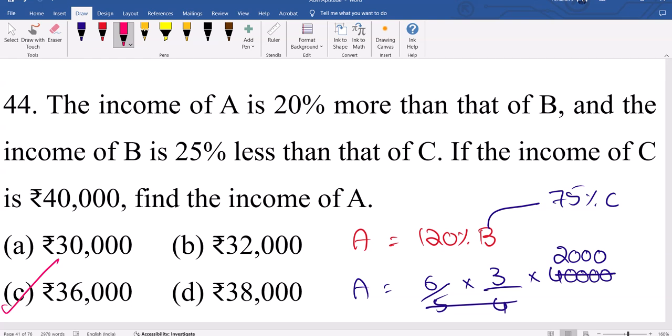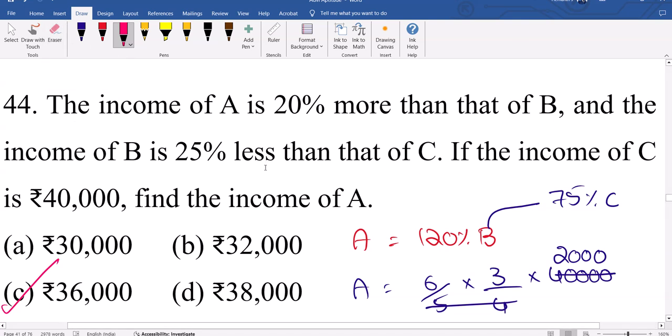Income of A. A is 120% of B. B is 75% of C because B is 25% less than that of C. So you put that entire thing, okay, denominator 20, I cancel directly with that numerator. We got 2000 into 18, 36,000 is your answer.